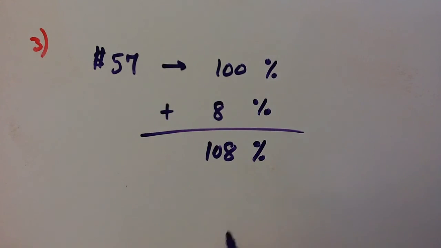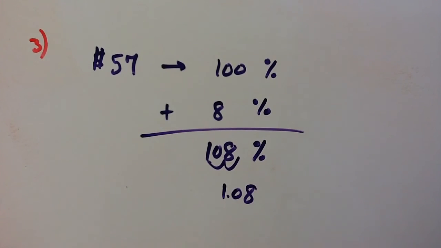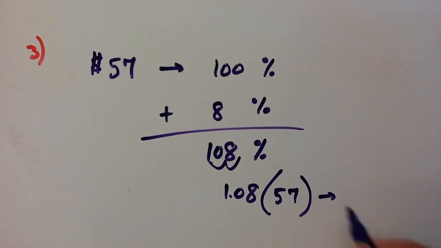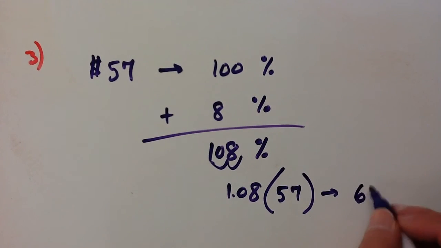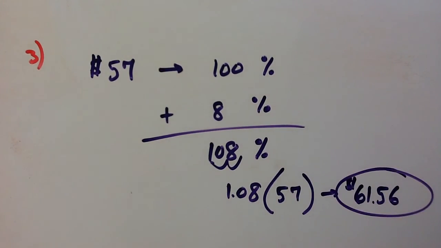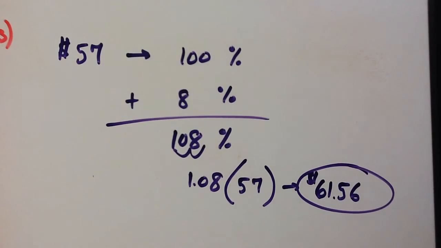You got to make the percentage a decimal by dividing this number by 100, or moving the decimal 2 places to the left, which would be 1.08 times the original cost, so times 57. And when I put that in my calculator, I would get 61.56. So I will pay $61.56 for this pair of shoes after tax.